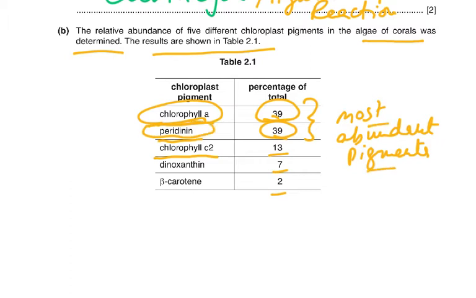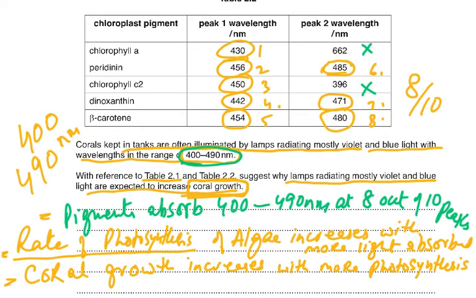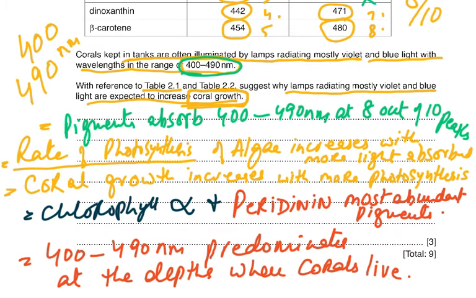This was another mark scheme point. Or they are the most important, because you can see that these are 39 and these are 39. Now again we have referred to table 2.1. So you must always refer to the table whenever they say it in the question. So here we will add another mark scheme point to this. So the 2 points added are number 1, chlorophyll A and peridinin most abundant pigments, and the second is 400 to 490 nanometers predominates at the depths where corals live, because if they are growing abundantly, that means the wavelength which is reaching them is causing them to photosynthesize more rapidly, so rate of photosynthesis is more.